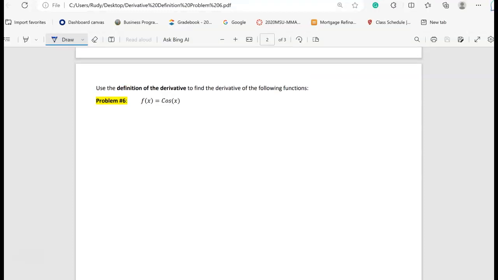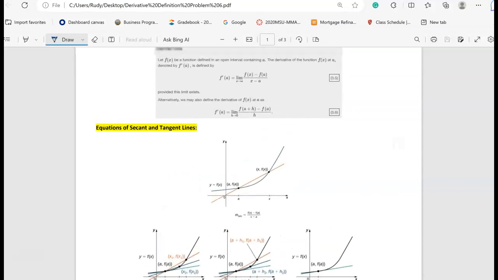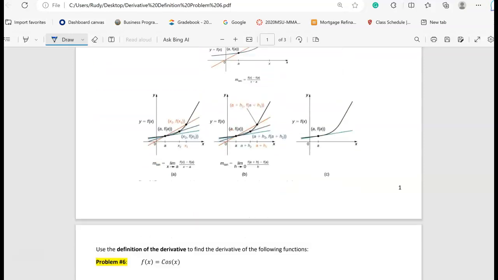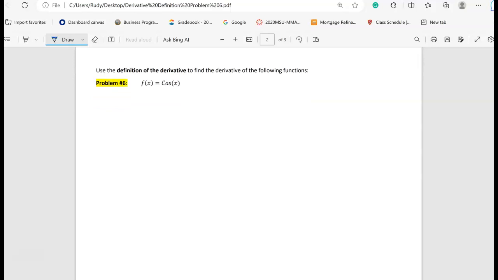Hi class, let's take a look at problem 6. So once again, let me point to the actual notation, and I'm just going to use the same letters, meaning x, that I used in class, and let's actually evaluate this one.